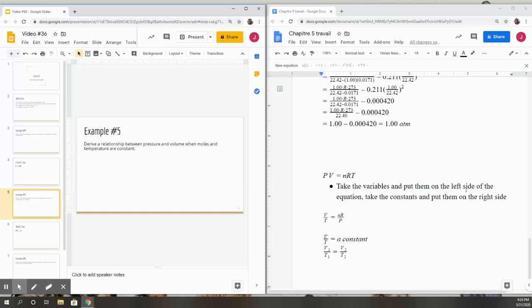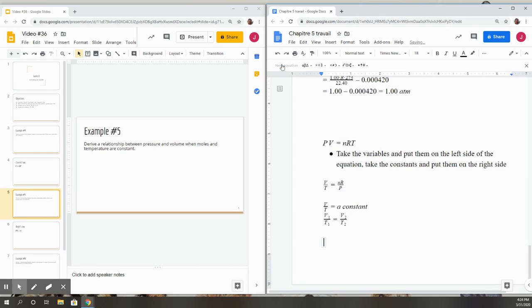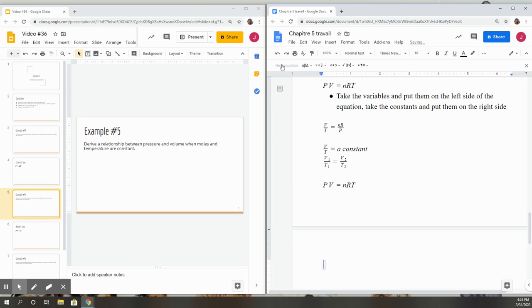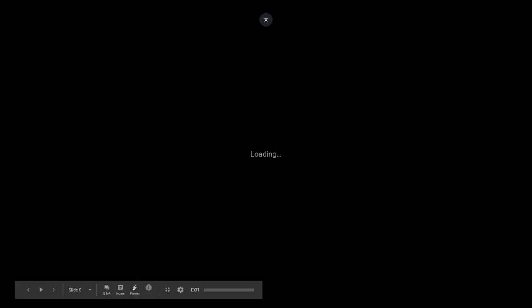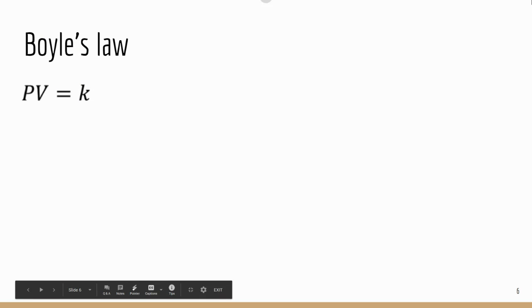Okay, so this is a very, very similar process. So in this one, we want pressure and volume. And it already works out that pressure and volume are on one side. Or another way to write this is that P1 V1 equals P2 V2. Pause here.